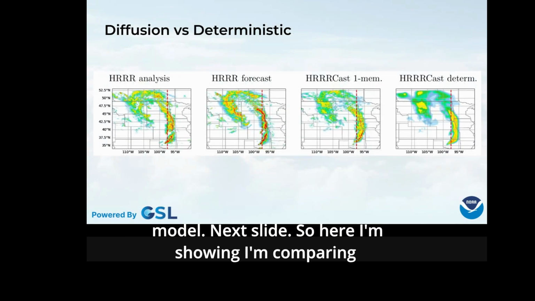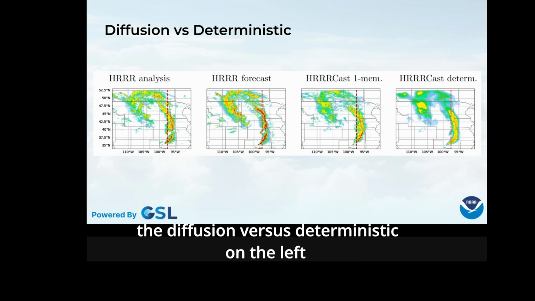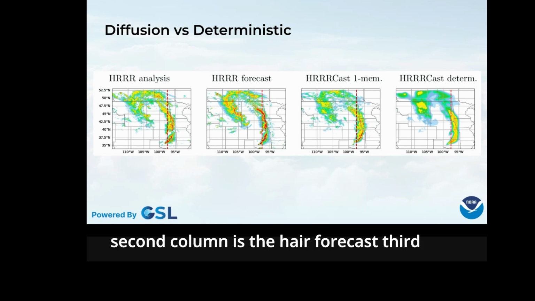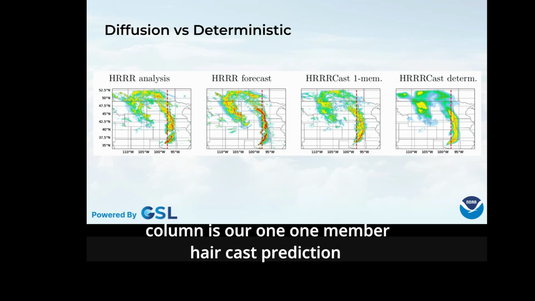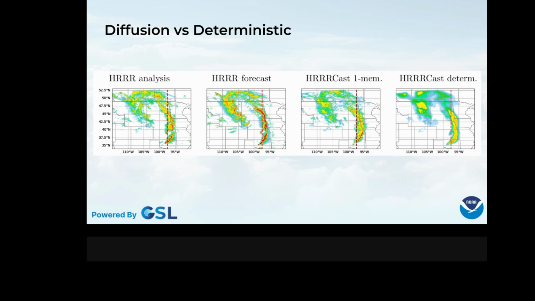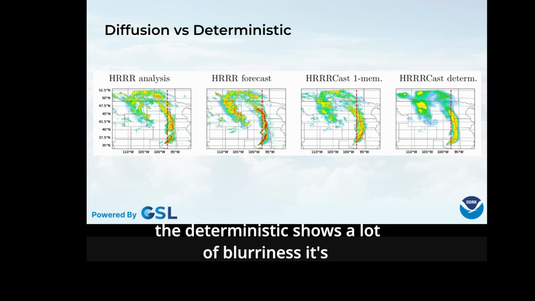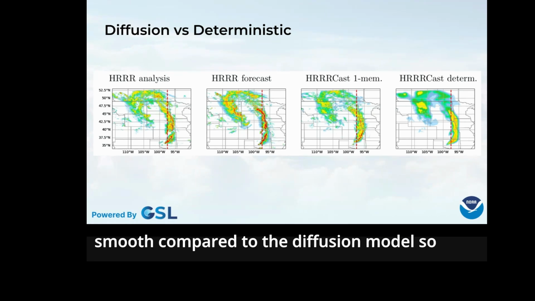So here I'm comparing the diffusion versus deterministic. On the left column is the HRRR analysis, which is our target. Second column is the HRRR forecast. Third column is our one member HRRRCast prediction, and the final one is the deterministic. So clearly, the deterministic shows a lot of blurriness. It's smooth compared to the diffusion model.